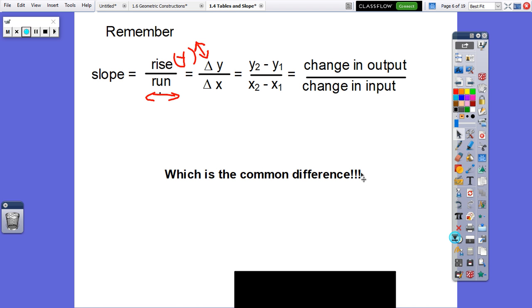So slope is rise over run, it's change in y over change in x, it's y2 minus y1 over x2 minus x1, it's the change in output over change in input. They're all the same thing as your common difference.